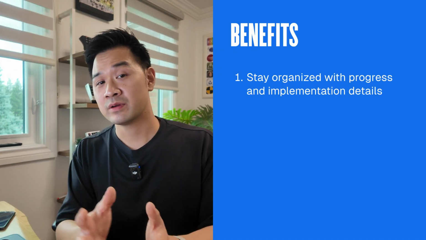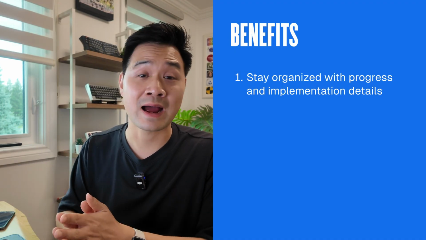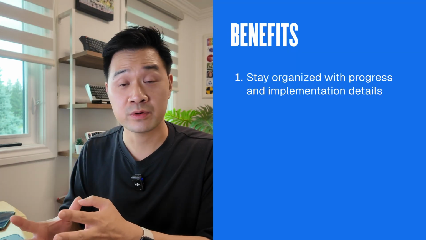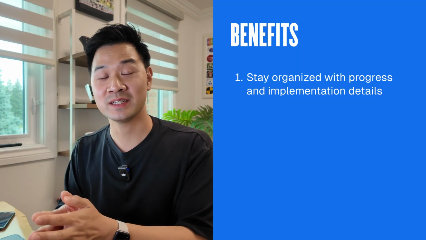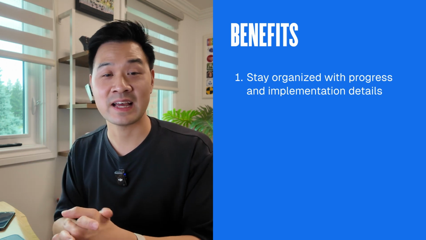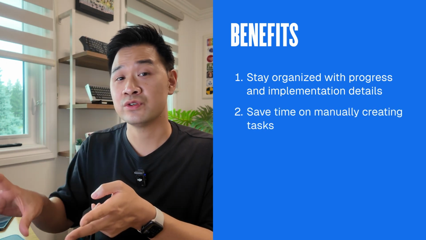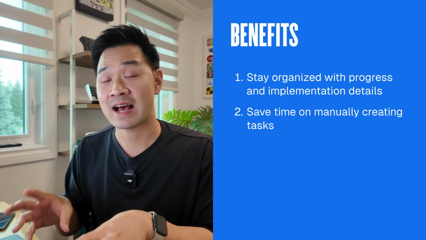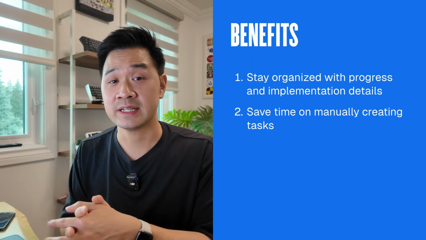So using this vibe coding workflow, number 1, you're going to be able to stay organized because this system tracks all of your to-dos along with the progress, along with the implementation details. You can also use the same system to keep track of bugs and fixes that you need to do. Number 2, it saves you a ton of time because all of those to-dos, I didn't write them myself. I just asked Cursor to put those as to-dos or issues in GitHub.